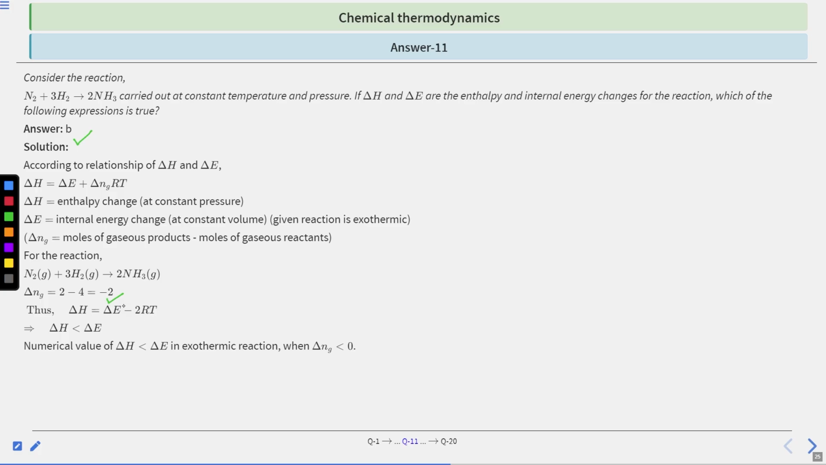Since it is ΔE minus 2RT, that is, something is subtracted from ΔE, so ΔH will be less than ΔE, and the numerical value of ΔH is less than ΔE in an exothermic reaction when Δng is less than 0, right?